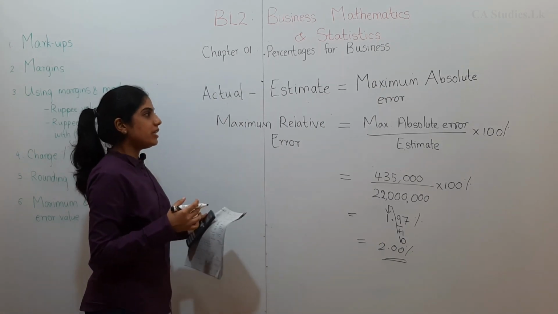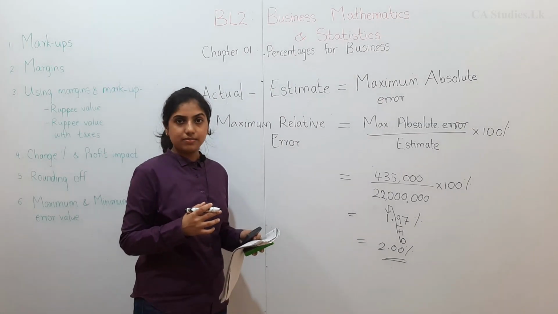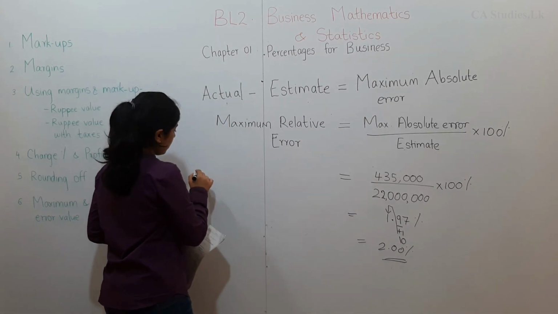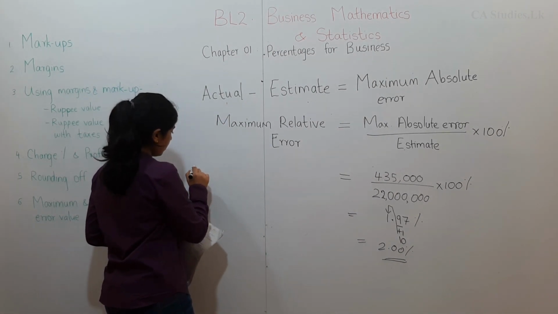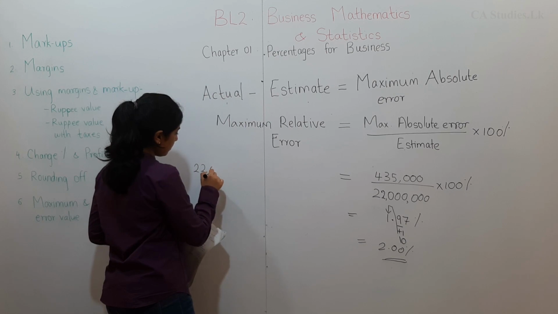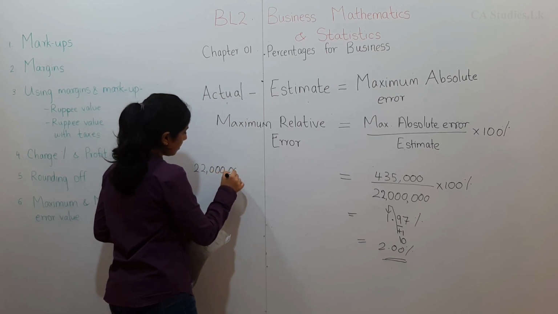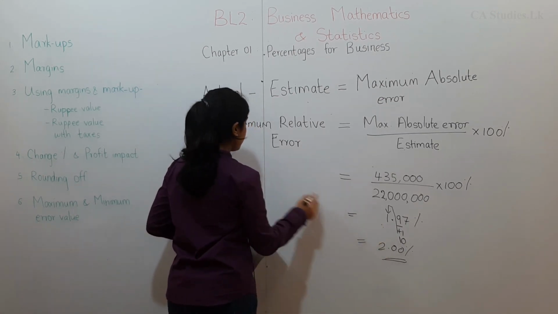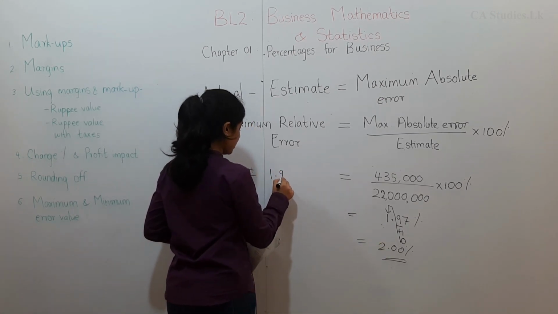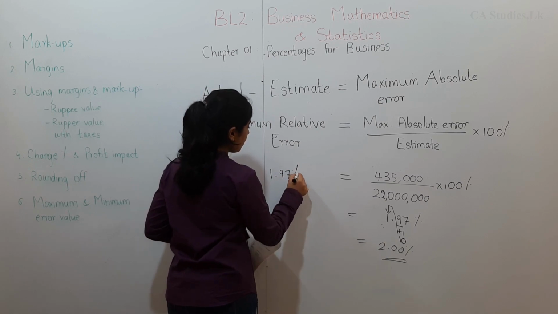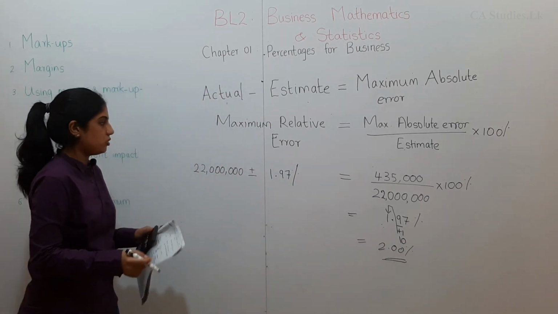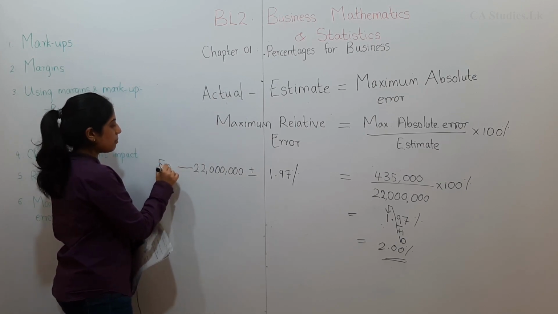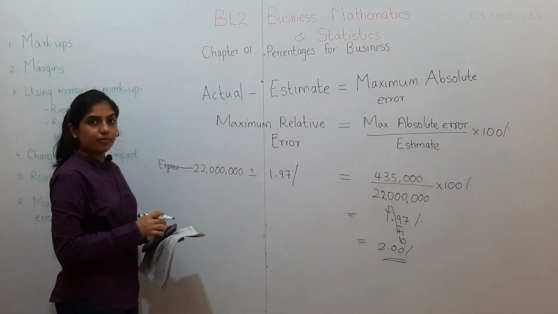Finally, you need to express your error. In expressing your error, you should write 22 million plus or minus 1.97%. I am going to write the full figure, because otherwise decimal places might adjust. This is how you express your maximum absolute error.